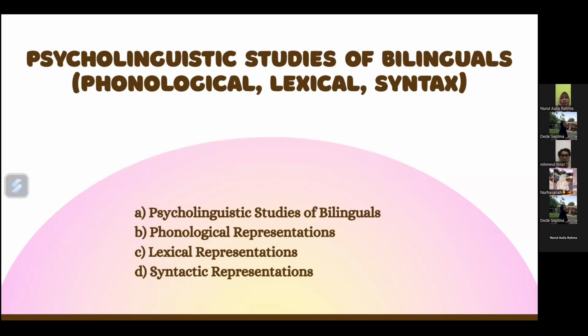And the last is about psycholinguistic studies of bilinguals. It covers phonological, lexical, and syntax. And the first one is psycholinguistic studies of bilinguals.